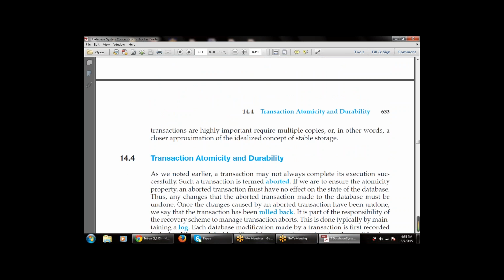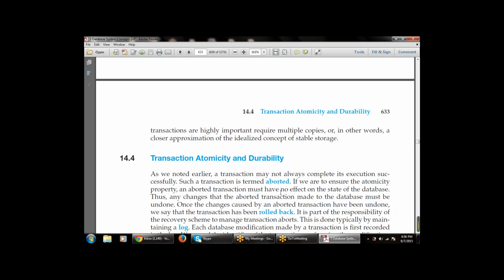Now next are two properties of the transaction: atomicity and durability. Atomicity means the transaction must complete its execution, and durability means the updates must be retained for a long time. So atomicity means a transaction must complete its execution in a successful way, and durability means the updates must be available for a long time. A transaction does not always complete execution. Whenever this scenario occurs, it is known as an aborted transaction.